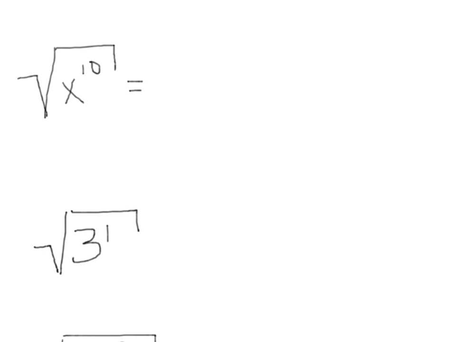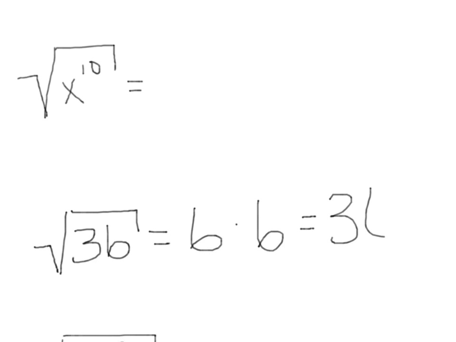Everybody knows that the square root of 36 is 6, right? Because 6 times itself, 6 times 6, is going to give me 36. Okay, so let's see if we can use that concept to figure out what the square root of x to the power of 10 is. So what I need to do is think backwards. What times itself is going to give me x to the power of 10? So I need to fill in these blanks here.